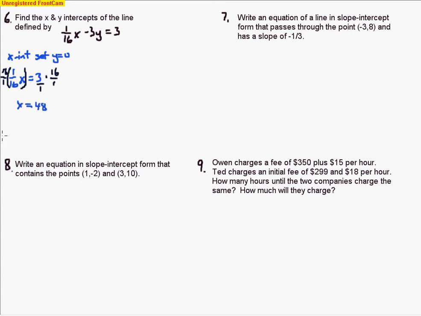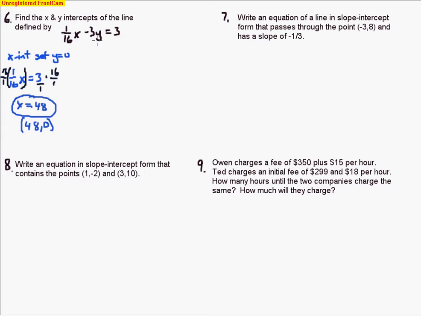So it'll say down at the bottom, x-intercept. And what is it? Well, x-intercept is 48. You could write the answer as 48, 0, because that is the point at which the x-intercept is, because we set y equal to 0.